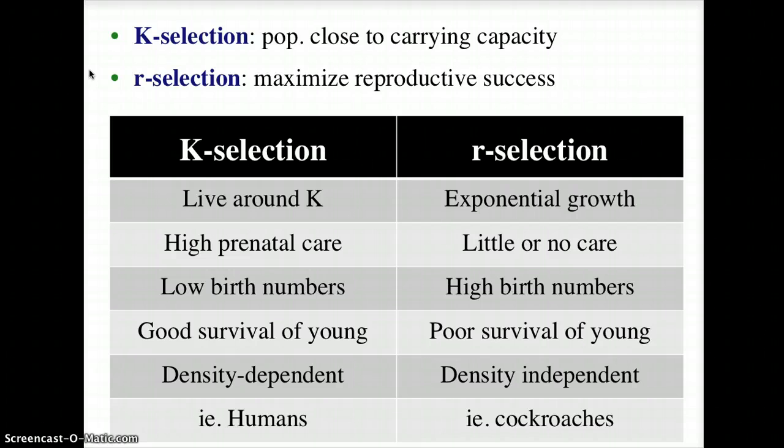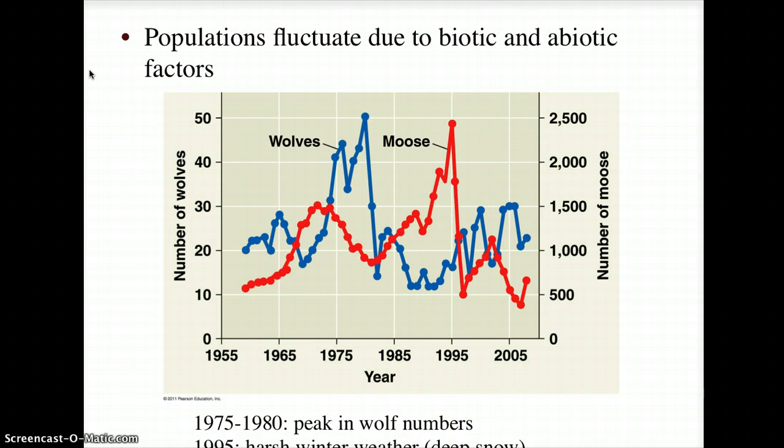And then K species have a slower growth rate. They tend to give a lot of parental care. They invest a lot of energy and time into their offspring, and there's a gradual increase in the population. The example I have for the K selection species would be humans, and for the R selection species would be those pesky cockroaches. So populations fluctuate due to biotic and abiotic factors.